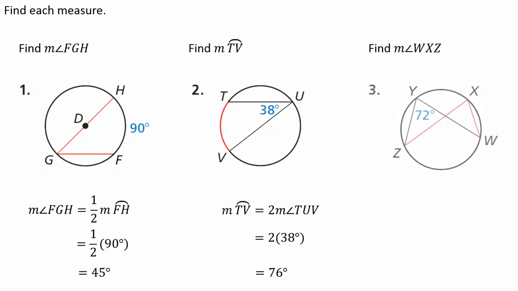Okay, let's find an angle this time. At first glance I'm thinking, how am I going to figure this out? But I know that those angles have to have equal measurement because the same arc subtends each of them, right? Arc ZW subtends each of them. So I know each of those angles has to be 72 degrees in measurement.